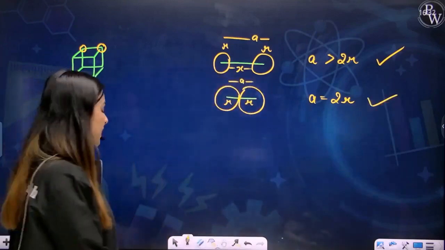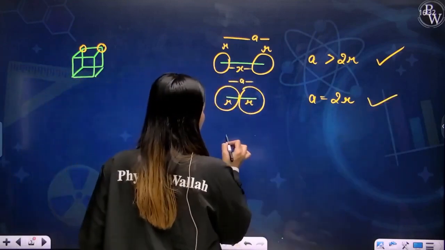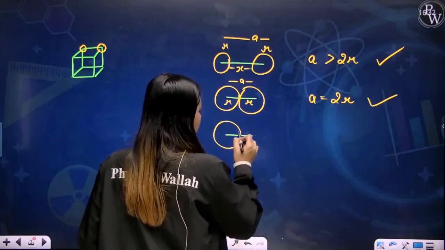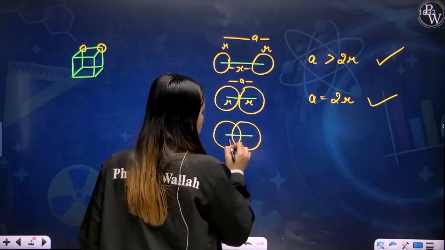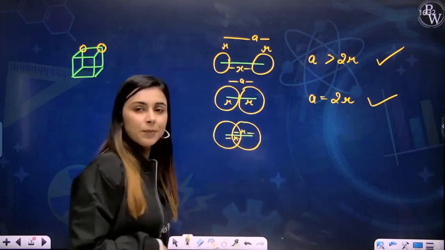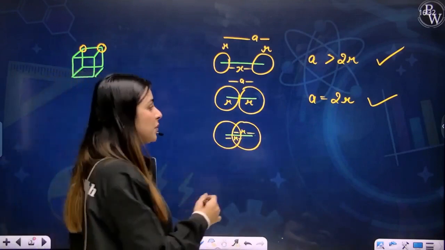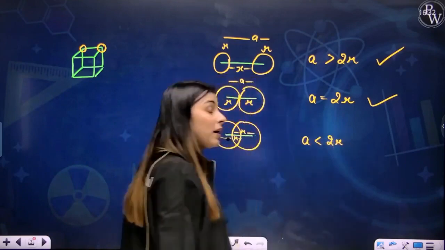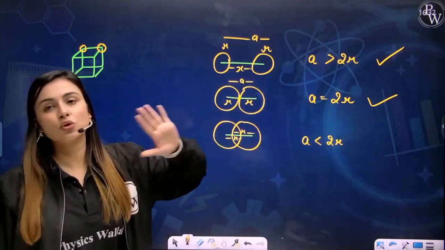What is the other condition? You might have an edge here, and an atom like this, and another atom like this. This is r of this particular part, and this is r of this particular part. So what does this mean? This means that your edge length is less than 2r. So, my dear students, this condition is not possible.